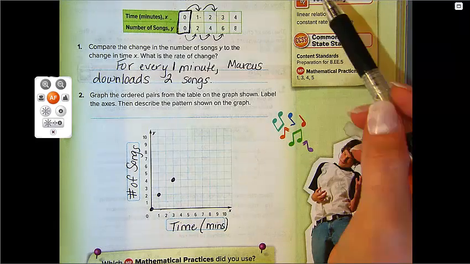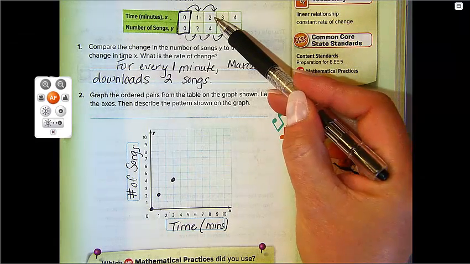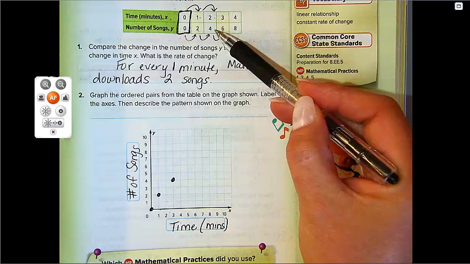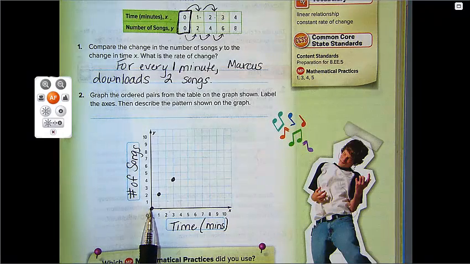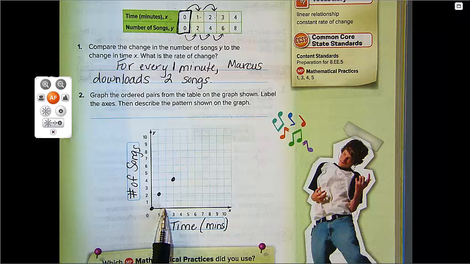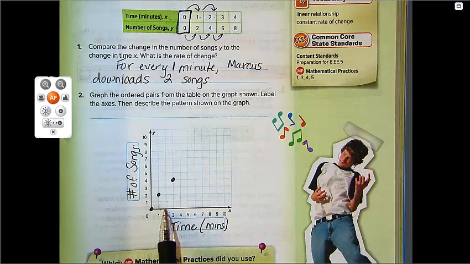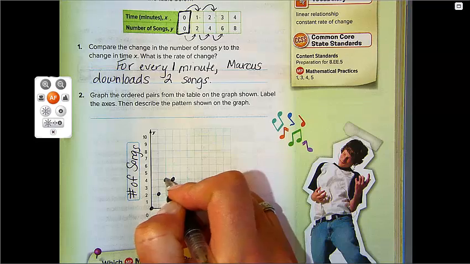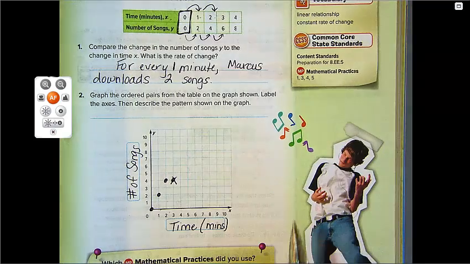The next coordinate says 2 for my X, 4 for my Y. So that means I'm going to go left or right 2. I'm going to go right because it's positive. So I'm going to go right 2 and up 4, and I bet I put that dot in the wrong place. Let's look. There's 1, 2, 3, 4. I sure did. That dot should be right here. That's a mistake. That's when I got interrupted and had to stop filming.